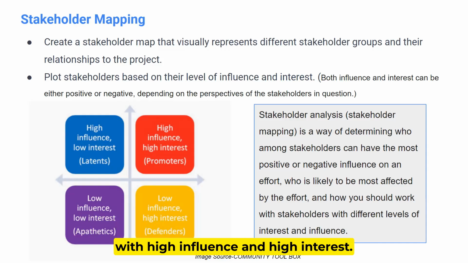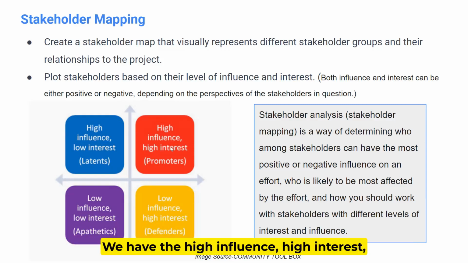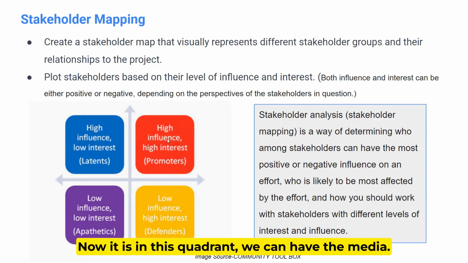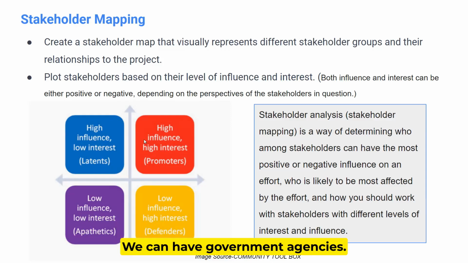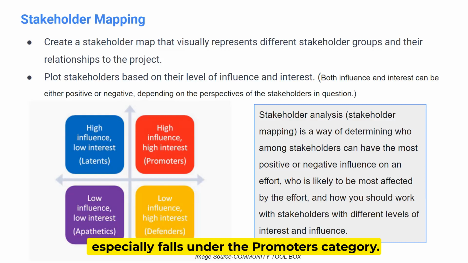high interest. For instance, on the right upper quadrant, we have the high influence, high interest, which they are called the promoters. Now, it is in this quadrant we can have the media, we can have government agencies, we can have the key stakeholders. The key stakeholders especially fall under the promoters category, who have high influence and high interest.